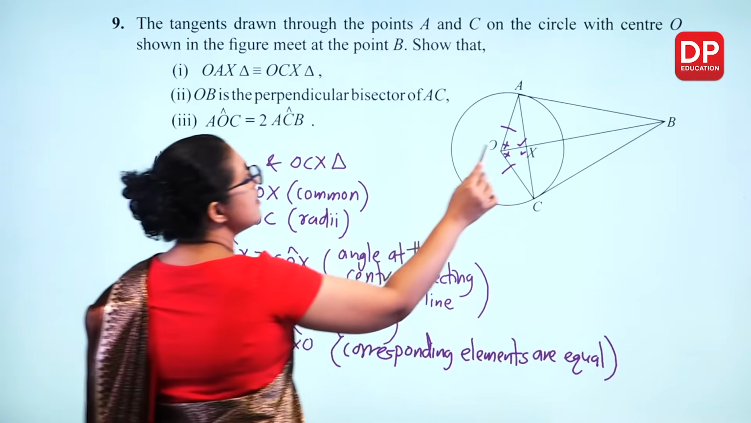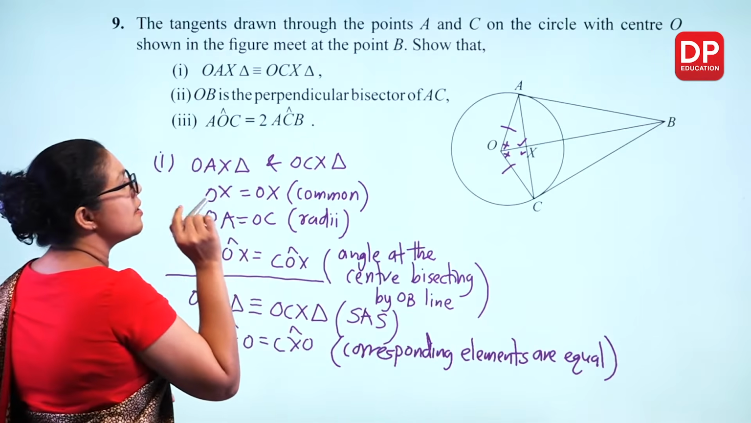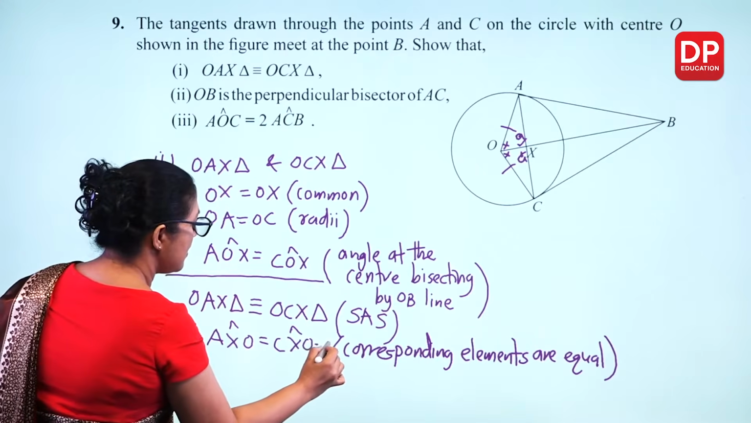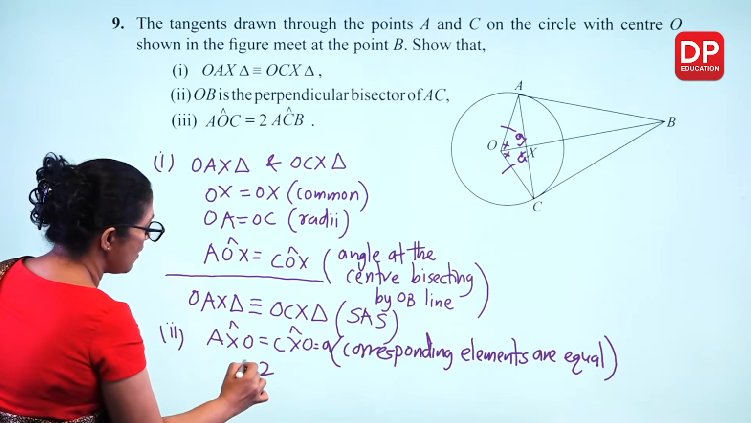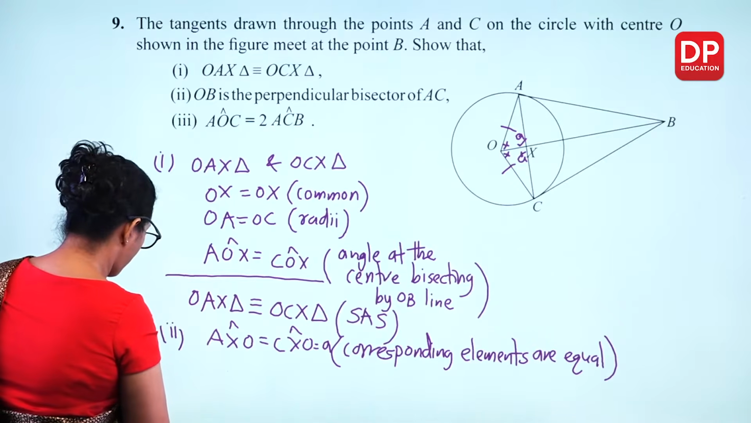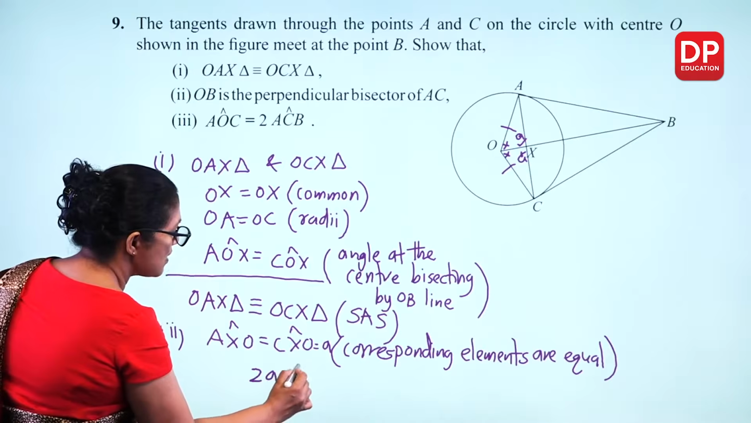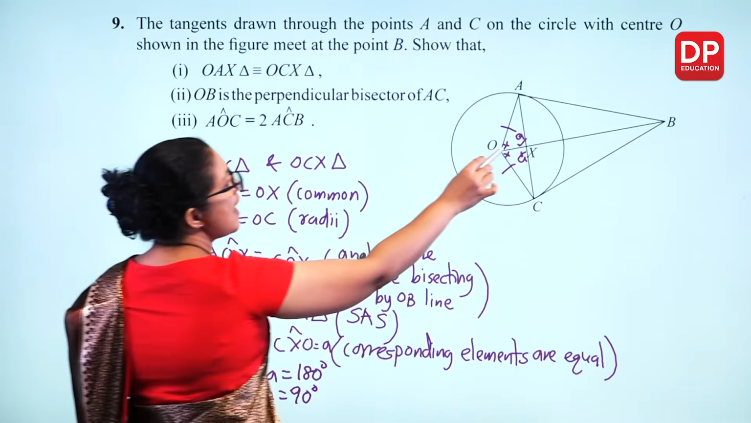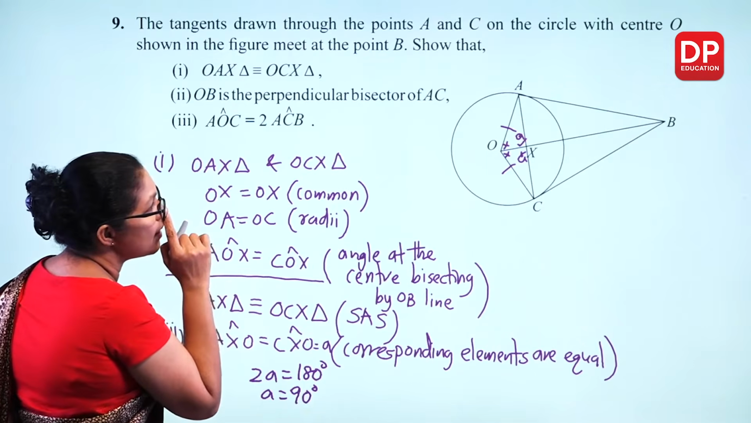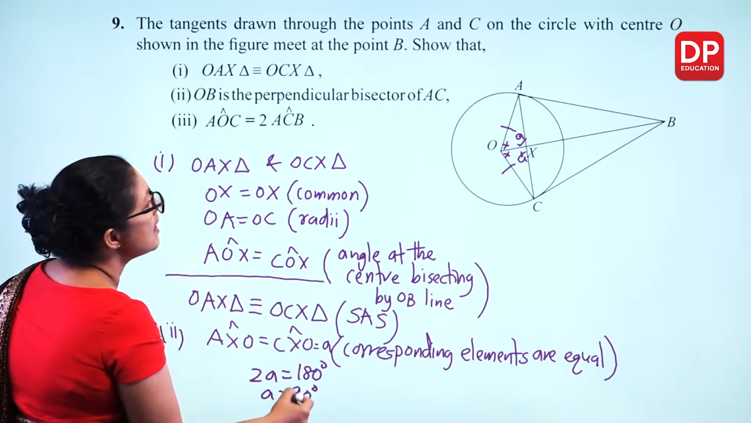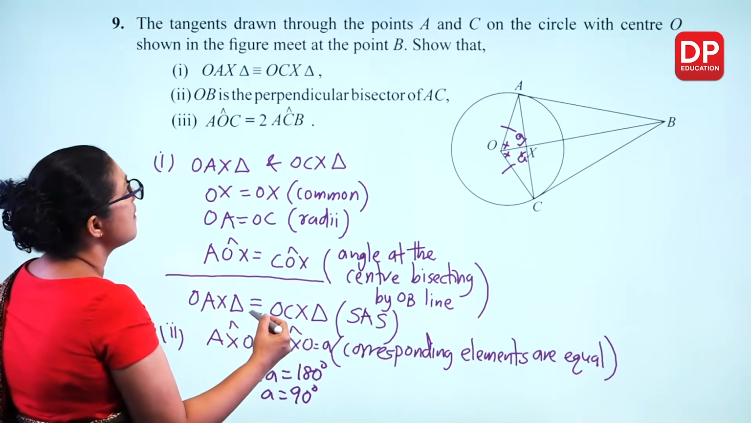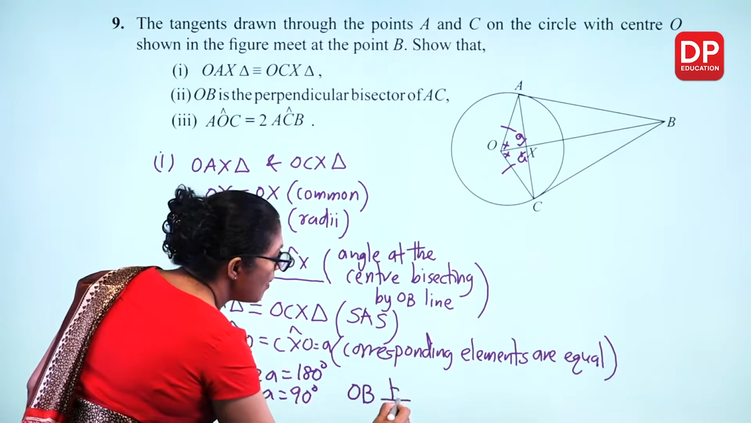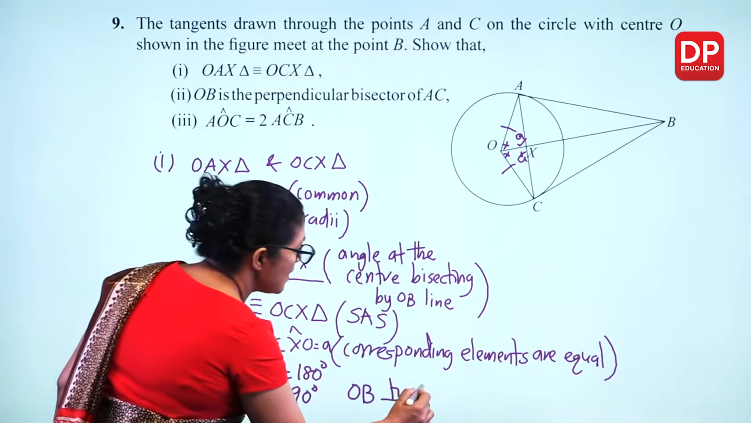Then this is equal, but this is a straight line. So I'll put A and this is A. So 2A equals 180. So A becomes 90 degrees. So this angle is 90. So you can write down 90 means the AC line and OB line both are perpendicular. So OB line is perpendicular to AC line.